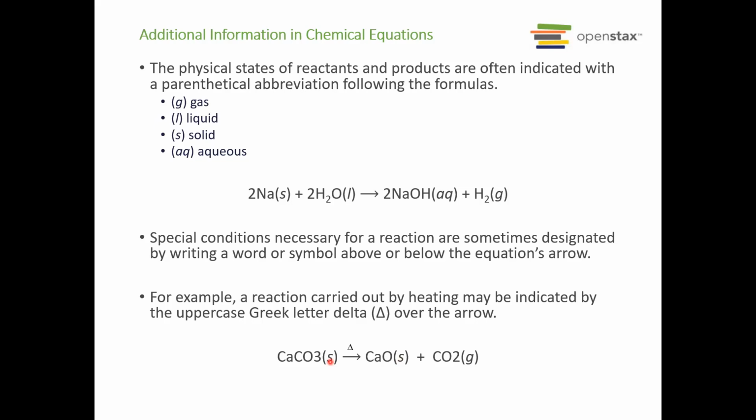So what we've got to do is heat this substance up. And if we heat it up enough, then we can actually break those bonds, have it decompose into those 2 other substances. So in order to indicate that we need to heat this reaction, we just use the triangle. We use the delta symbol above the arrow to represent the addition of heat in order for this reaction to occur.